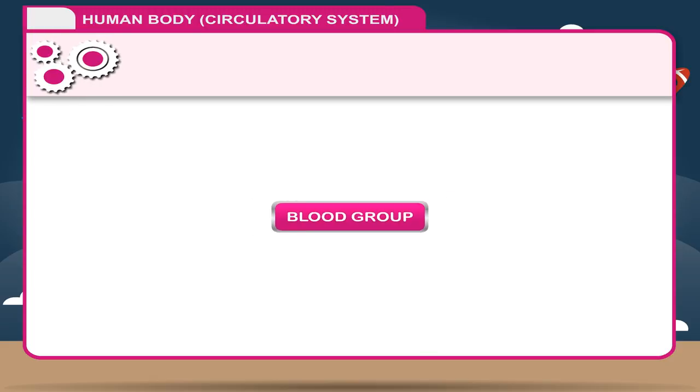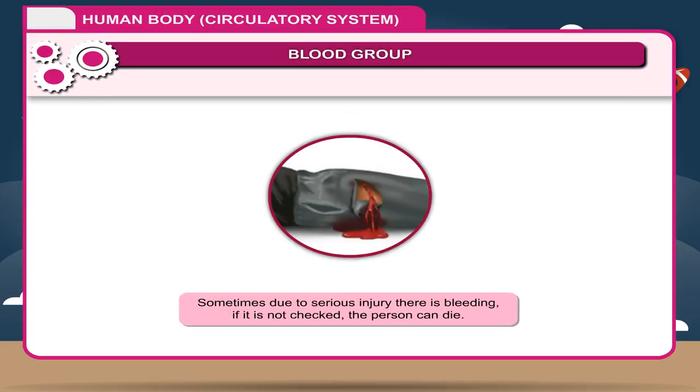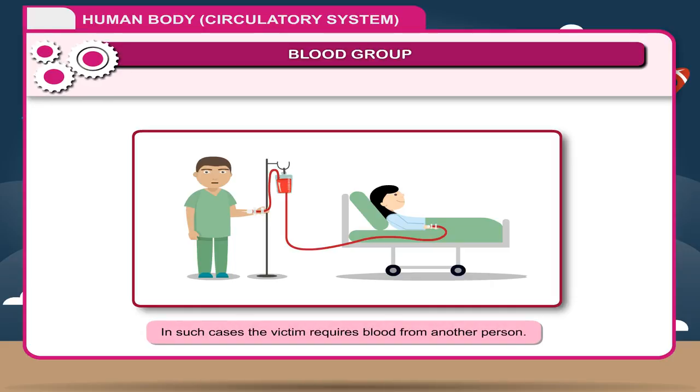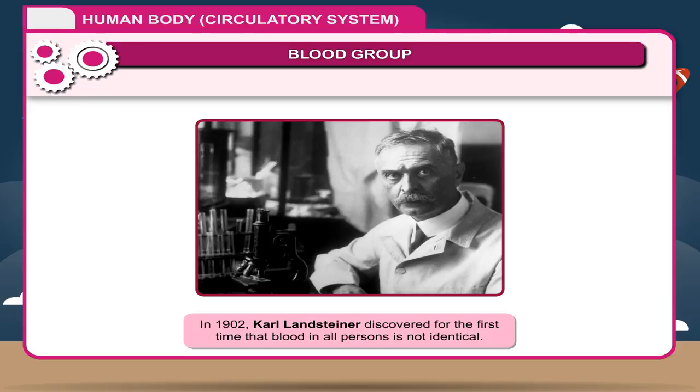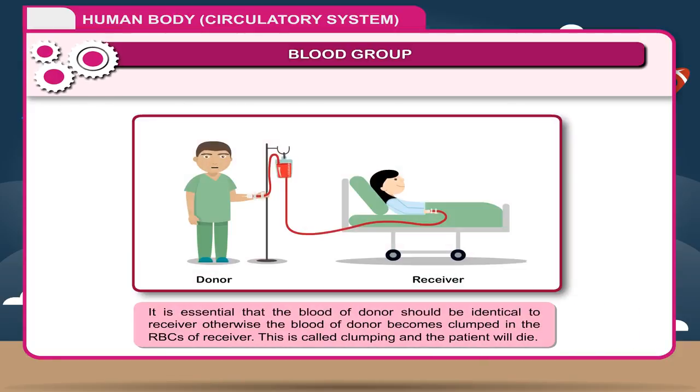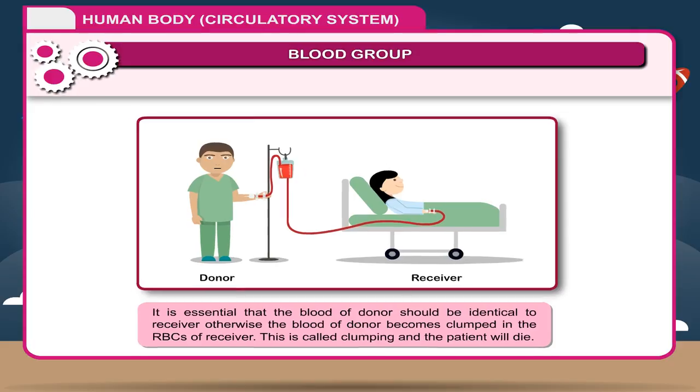Blood group. Sometimes, due to serious injury there is bleeding. If it is not checked, the person can die. In such cases, the victim requires blood from another person. In 1902, Karl Landsteiner discovered for the first time that blood in all persons is not identical. It is essential that the blood of the donor should be identical to the receiver, otherwise the blood of the donor becomes clumped in the RBCs of the receiver. This is called clumping and the patient will die.